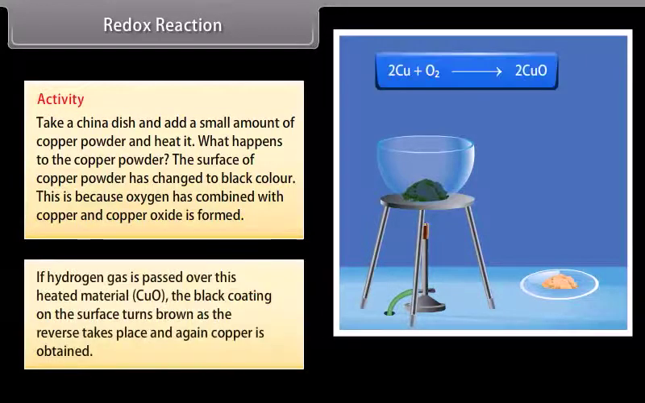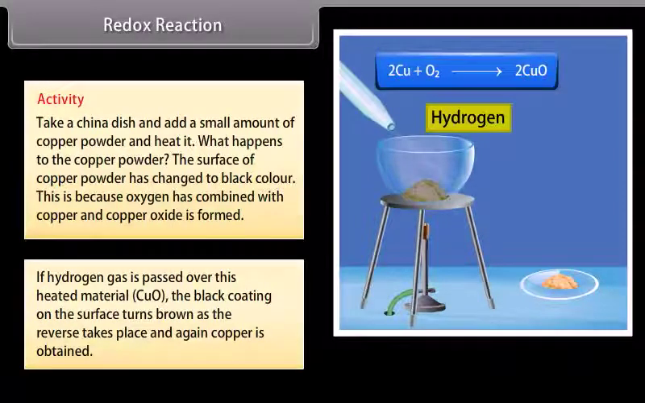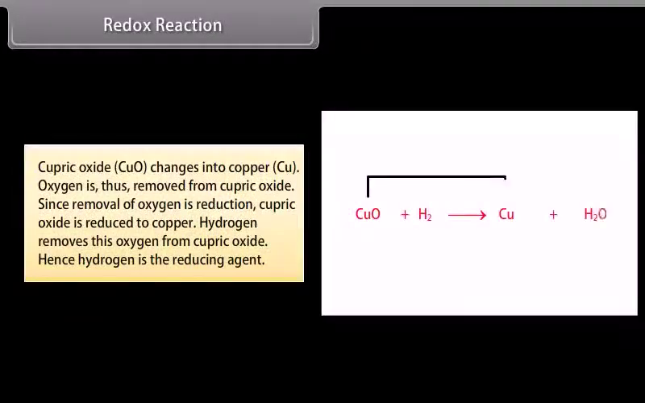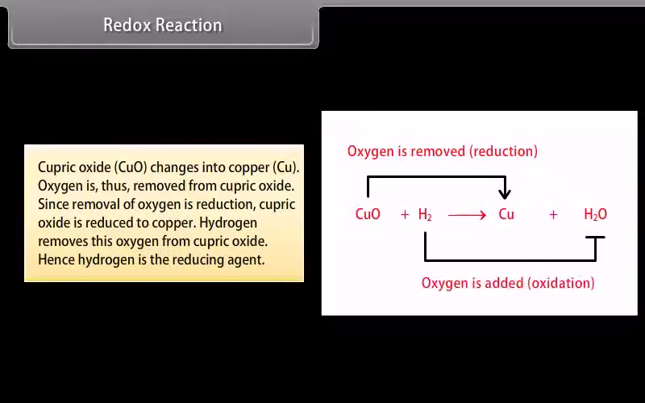If hydrogen gas is passed over this heated material, CuO, the black coating on the surface turns brown as the reverse takes place and again copper is obtained. Cupric oxide changes into copper. Oxygen is thus removed from cupric oxide. Since removal of oxygen is reduction, cupric oxide is reduced to copper.